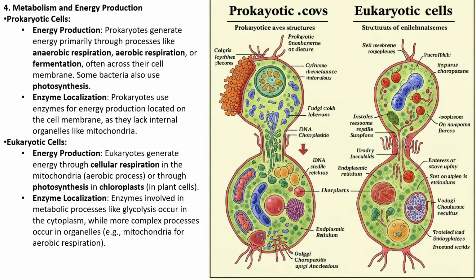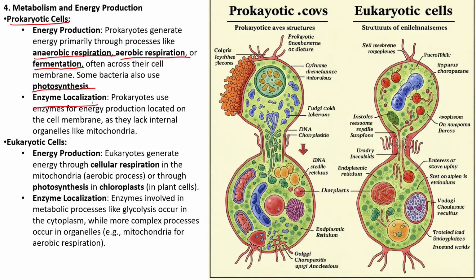Coming to metabolism. Metabolism is nothing but the breakdown or energy production, how ATP is produced. In prokaryotes, energy production is primarily through anaerobic respiration, and also aerobic respiration, and through fermentation, which is how idli batter or wine is produced. That is the method where energy is produced. And some bacteria also use photosynthesis for energy production.